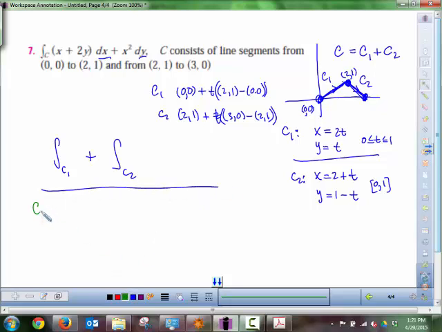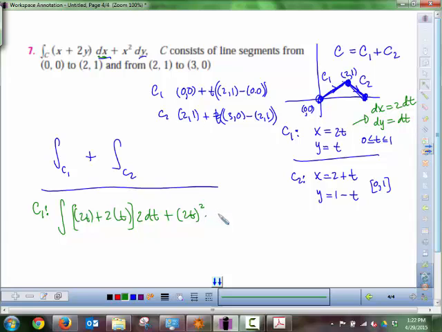So C1, I would need to take the derivative of these things. dx is equal to 2 dt. Notice the differentials, and that's exactly how we're going to replace our dx. And our dy is going to be just dt. So for our first integral, we're going to integrate this where x is equal to 2t and y is equal to t, and then the dx is equal to 2 dt. And then now back to the x squared. x squared is 2t squared, and then the dy is just dt. And then we're going to go from 0 to 1.